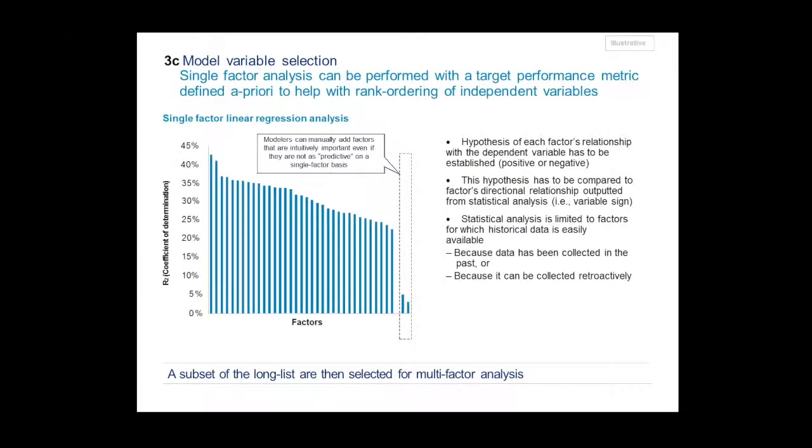Okay, so this is the model variable selection section, and the single factor analysis can be performed with a target performance metric defined a priori to help with rank ordering of independent variables. And some variables may not be significant by statistical testing, but they can still be manually adjusted and selected to be in the model, because it really makes business sense.